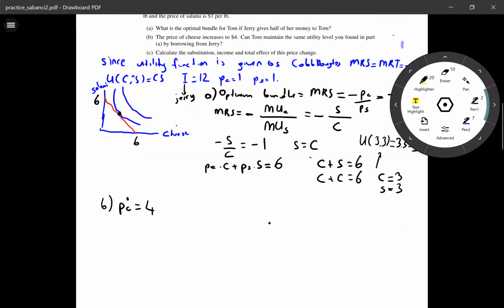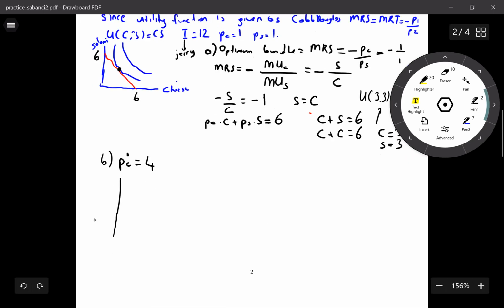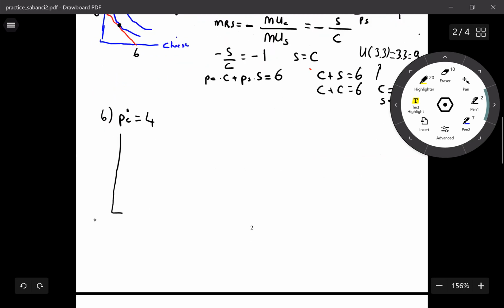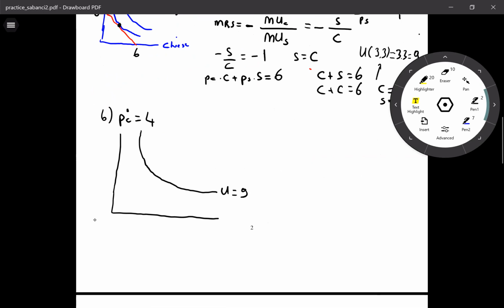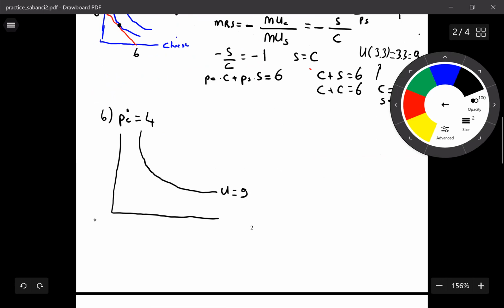So what we need to do here, let me try to draw it in detail. We have this initial utility level, where utility is 9, and we have an initial budget line, which intersects 6 and 6 here, with slope 1.